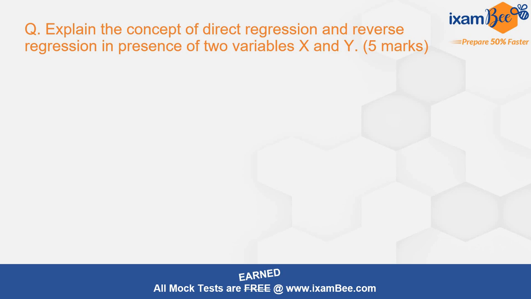So this question says: explain the concept of direct regression and reverse regression in presence of 2 variables x and y. This was a 5-marker question which appeared in General Economics paper 1 in the previous year. So how do you approach such kind of questions? You have to tell what exactly direct regression and reverse regression are. But before telling that, let's understand what regression is.